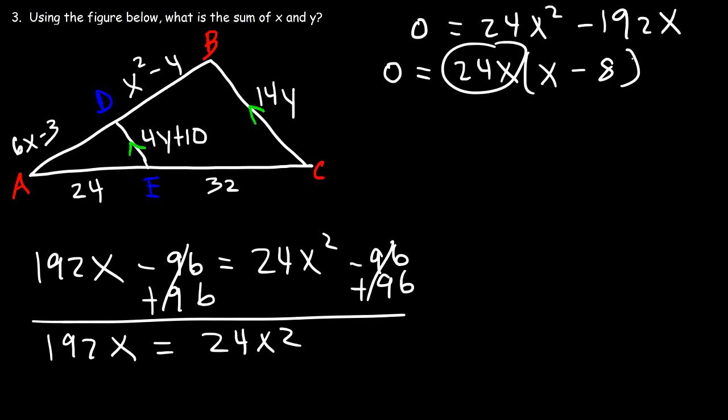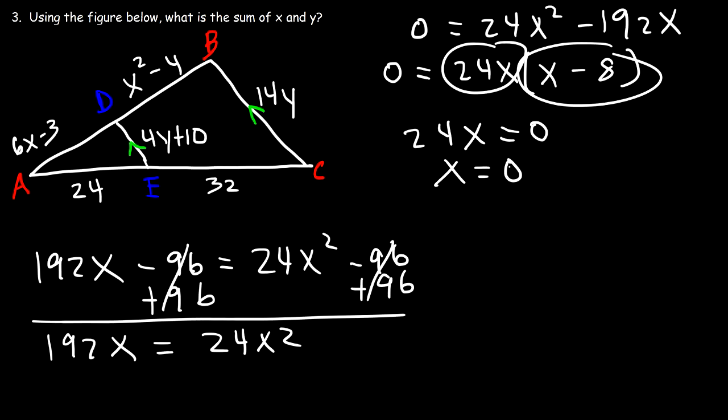So we can set each factor equal to 0. So if we set 24x equal to 0, x is 0. You need to divide both sides by 24. And if we set x minus 8 equal to 0, x is 8. Now, should we include both answers or just one of the two answers?